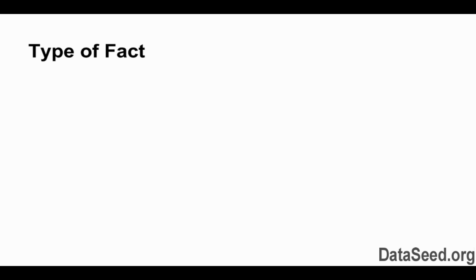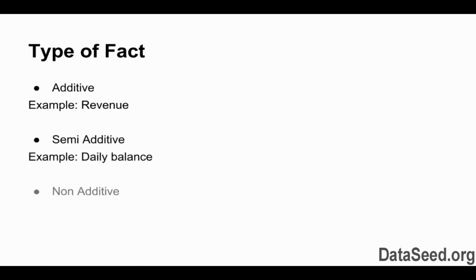Before we go further, let us learn about different types of facts and fact tables. We have additive facts, we have semi-additive facts, and then we have non-additive facts. Additive facts are facts that can be summed up through all of the dimensions in the fact table. A sales fact is a good example of an additive fact because the sale quantity can be summed up across all dimensions like the product dimension and the time dimension.